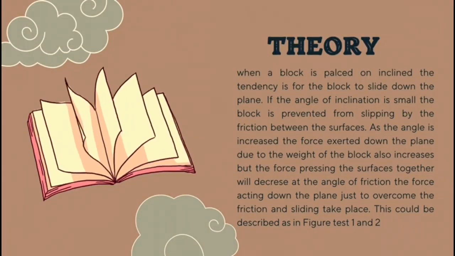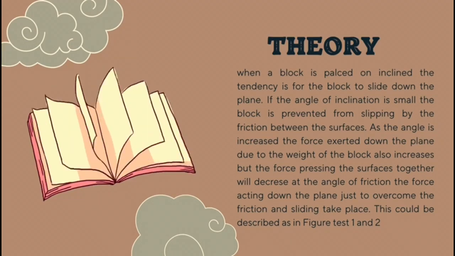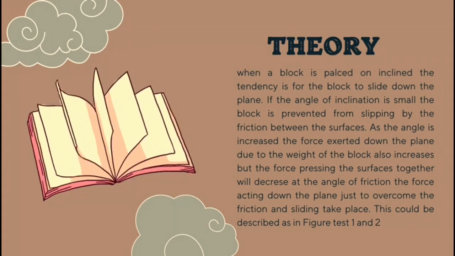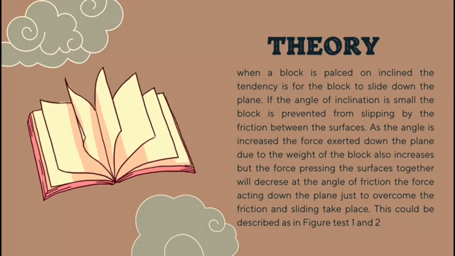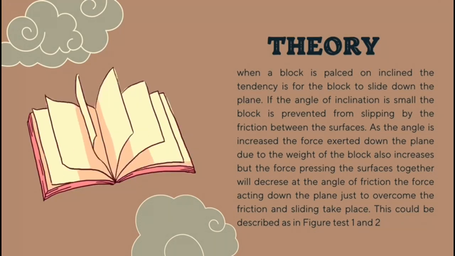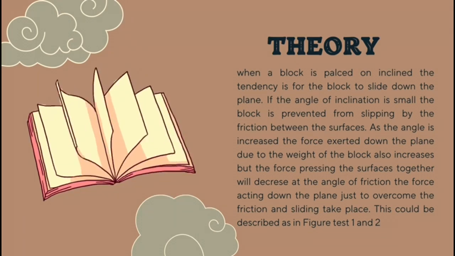When a block is placed on an incline, the tendency is for the block to slide down the plane. If the angle of inclination is small, the block is prevented from slipping by the friction between the surfaces. As the angle is increased, the force exerted down the plane due to the weight of the block also increases, but the force pressing the surfaces together will decrease. At the angle of friction, the force acting down the plane overcomes the friction and sliding takes place.